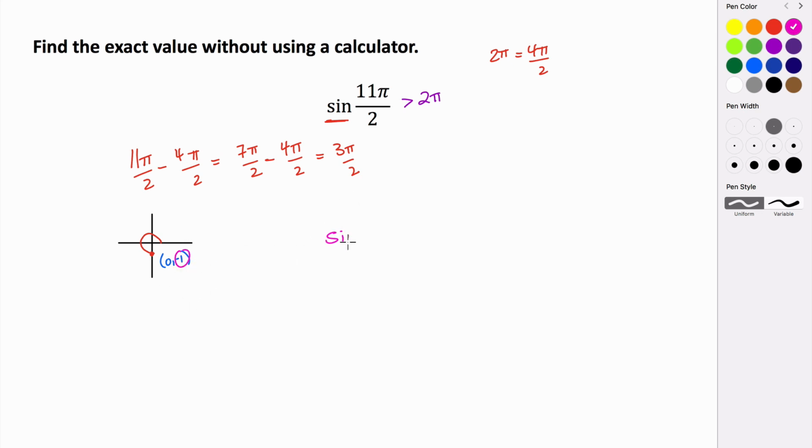So the sine of 3 pi over 2 should be equal to the sine of 11 pi over 2, because those two angles are coterminal. And we know that that measure is just the y coordinate of the point on our unit circle, which is negative 1. So this whole thing simplifies to be negative 1.